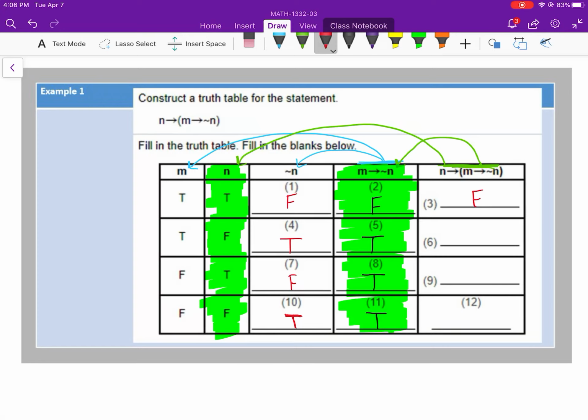All right, number 6. If false, then true. That would be true. Number 9. If true, then true. Well, that's true. And the last one, if false, then true. That is also true.